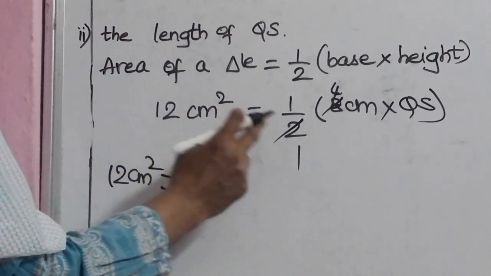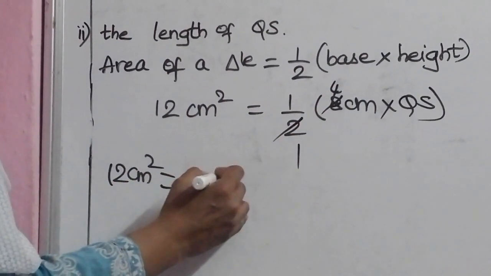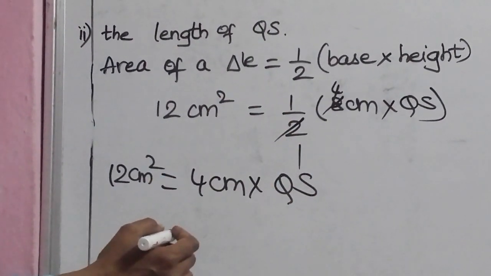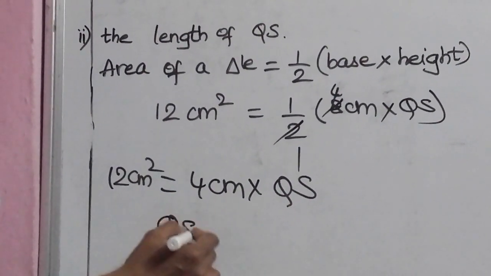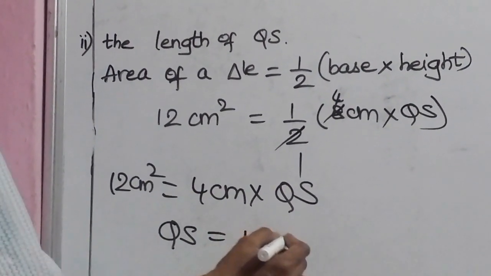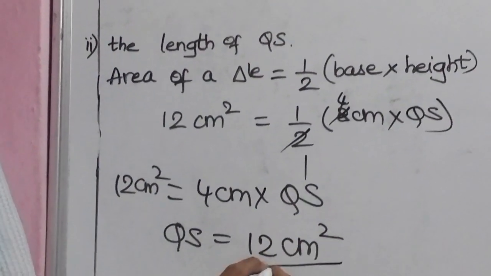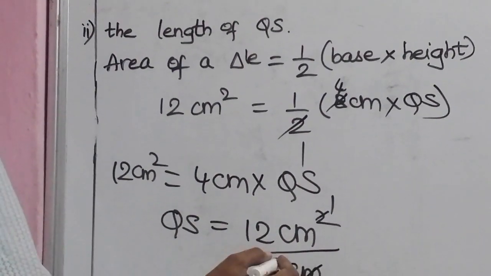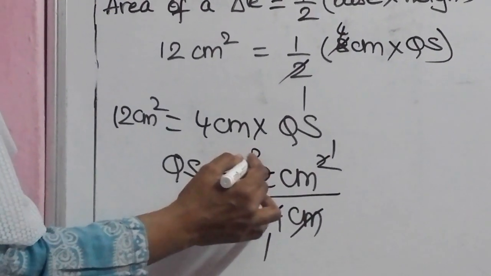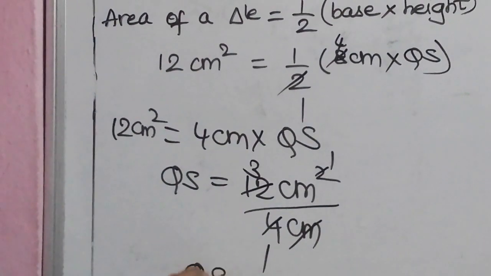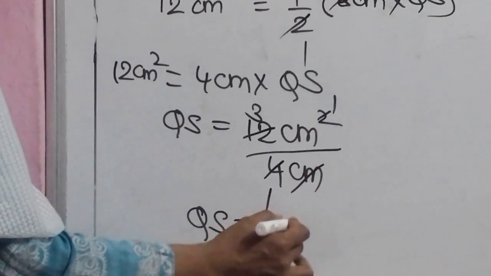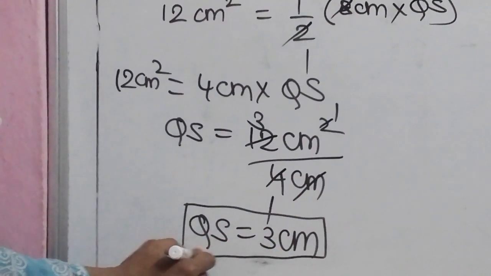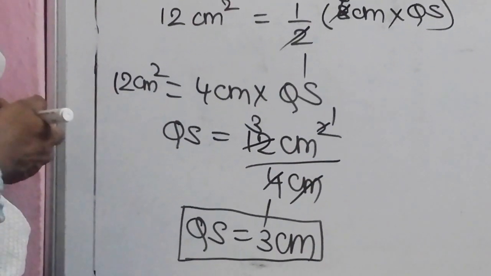12 centimeters square is equal to 4 centimeters into QS. Now QS is equal to 12 centimeters square divided by 4 centimeters. Centimeter is cancelled. 4 table. 4 ones are 4, 4 threes are 12. So QS value you got it as 3 centimeters. Understood this? Copy in your class workbooks, children.